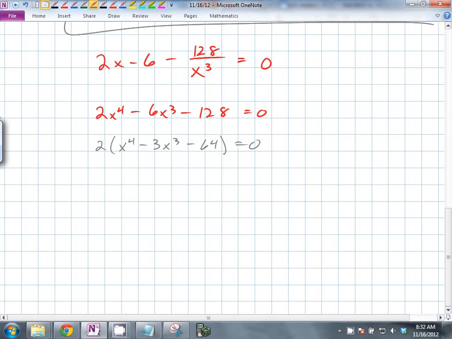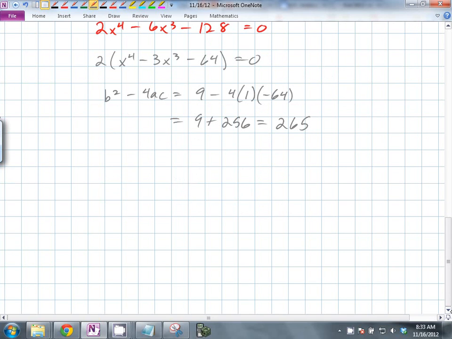Is there something that multiplies together to get 64 that adds together to get negative 3? No, so you're going to do b squared minus 4ac. So if you were doing this by hand, you find the discriminant. So 9 minus 4 times 1 times negative 64, which is equal to 9 plus 256, which is 265.